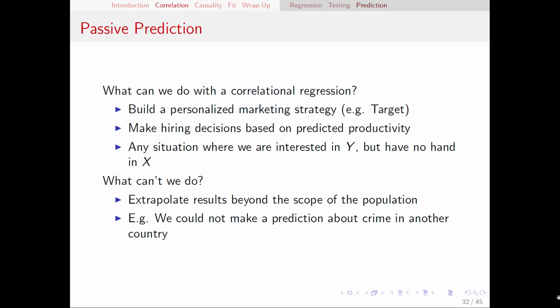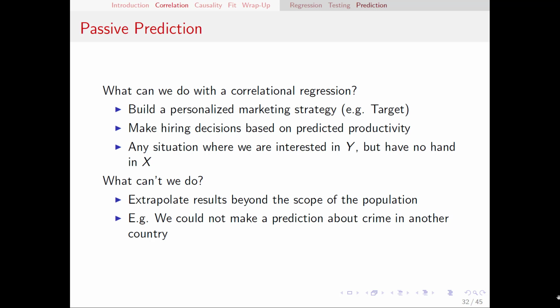Google or Target does not actually care why it is that you want to buy this thing. They can't change who you are, but what they can do is decide that you are a likely candidate to want to buy a certain product.